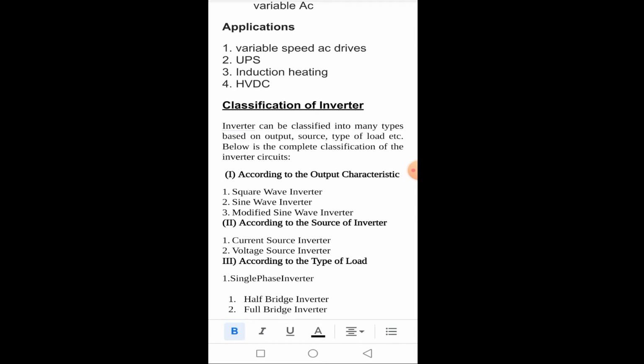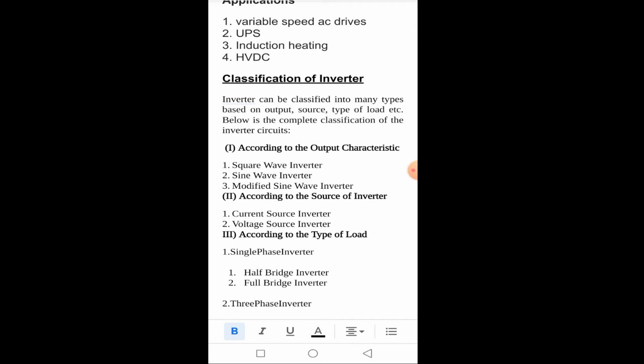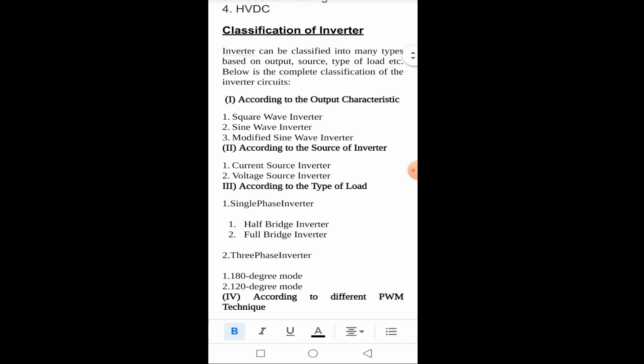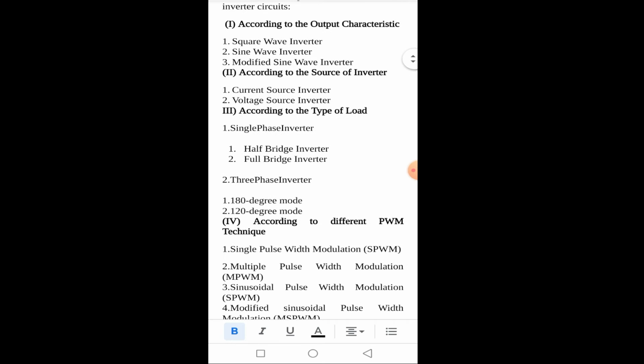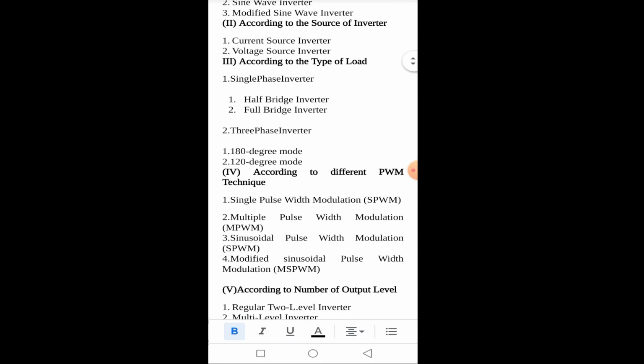Next is classification of inverters. Inverters can be classified into many types based on outputs, source, type of load, etc. Let us see the classifications. According to the output characteristics, an inverter is classified as square wave inverter, sine wave inverter, and modified sine wave inverter. According to source, it is classified as current source inverter and voltage source inverter. According to the type of load, it is classified as single phase inverter.